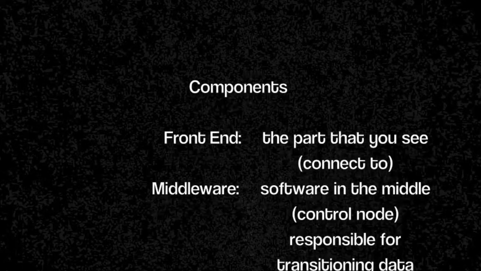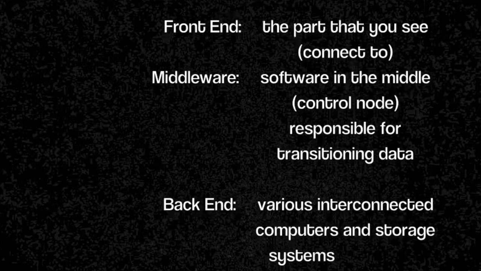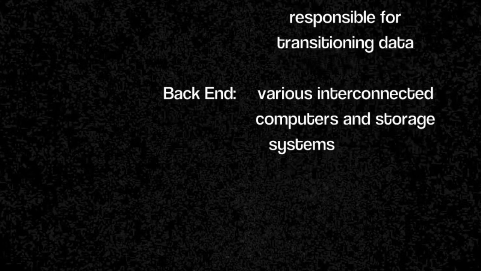So, how does it work? There are different components to the cloud. The front end is the part that you see or connect to. Middleware is the software in the middle responsible for the transitioning of data, and the back end is various interconnected computers and storage systems that make up the cloud.